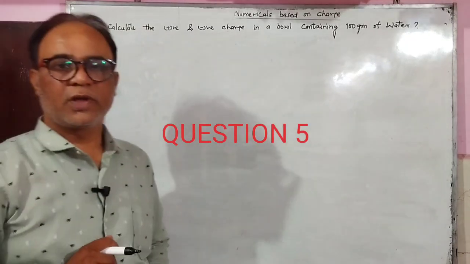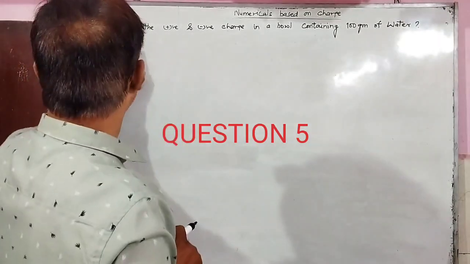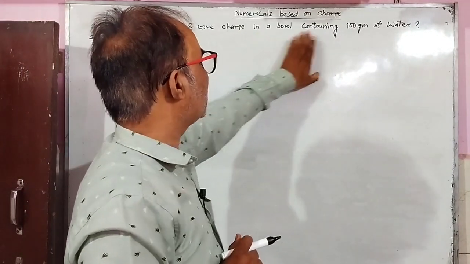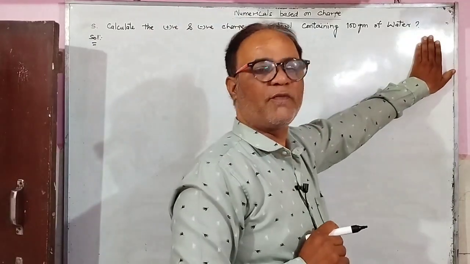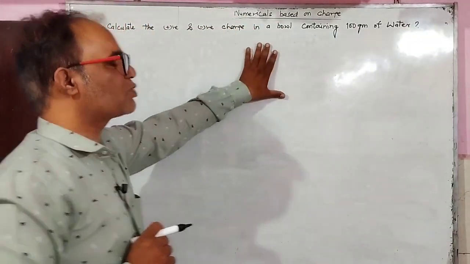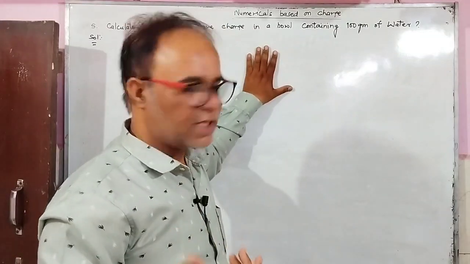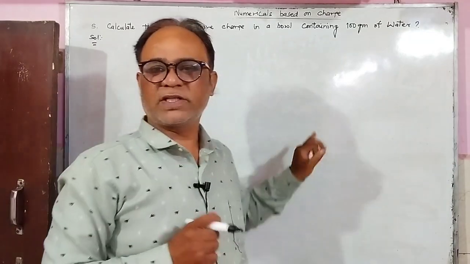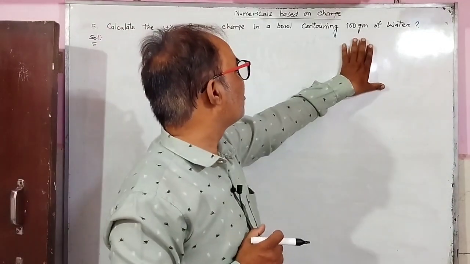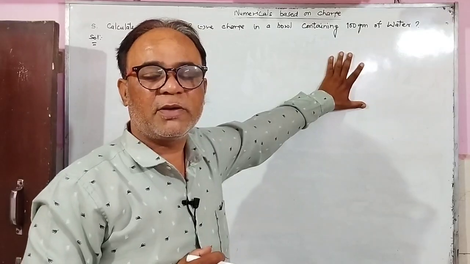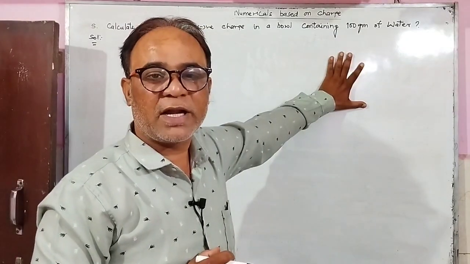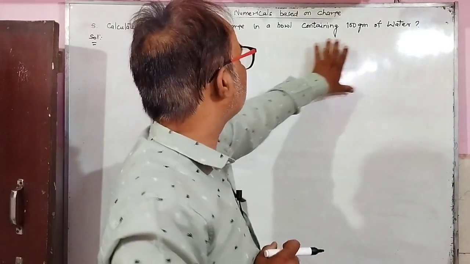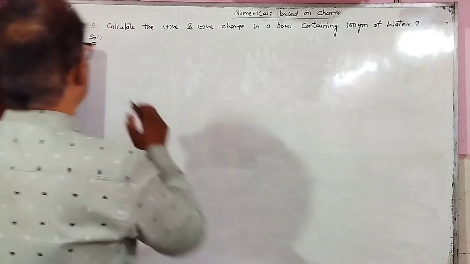Well, this is one more question, that is question fifth. Calculate the positive and negative charge in a bowl containing 100 gram of water. So according to this question, we are having a bowl which contains 100 gram of water. First of all we need to calculate the number of particles. We are not provided with the number of particles of water. We are just provided with the grams. So let us solve this.